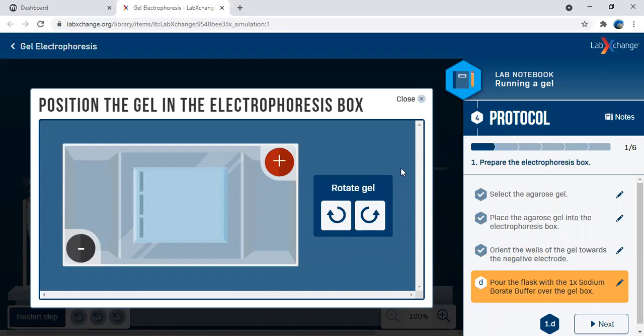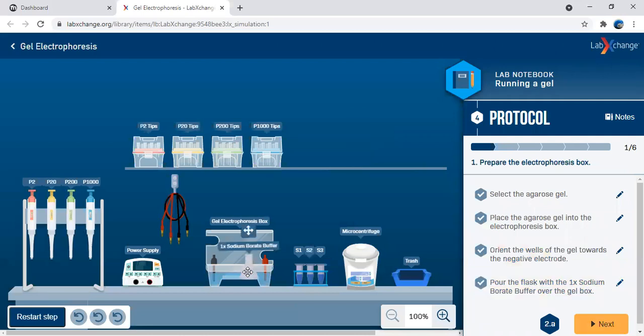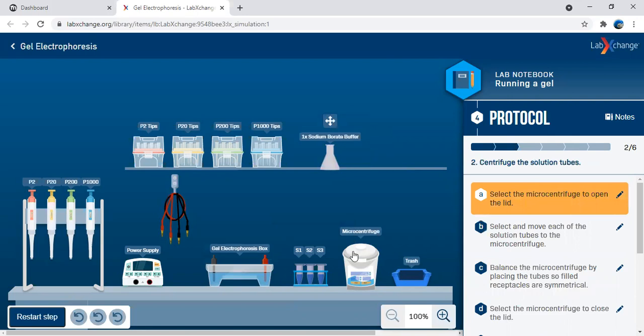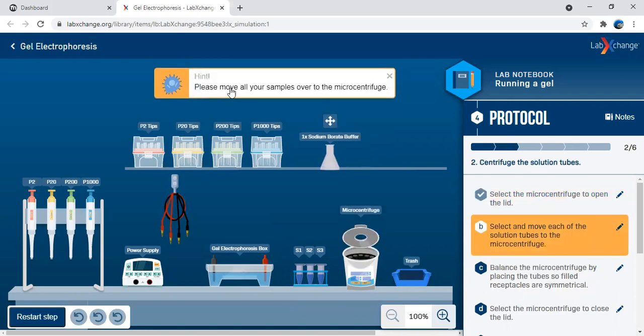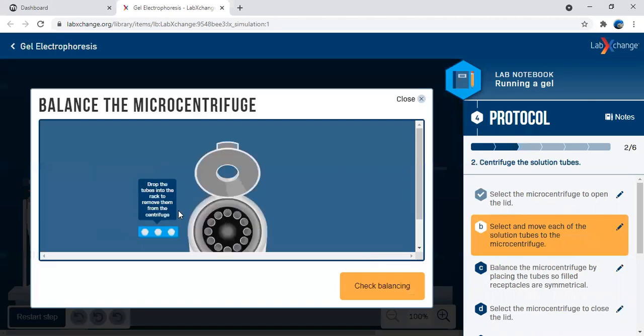All right. Pour the flask with sodium buffer over the gel box. Okay. Select the microcentrifuge to open the lid. Please move all your samples over to the centrifuge. Select and move each of the tubes to the microcentrifuge. Okay, I'm going to do that.